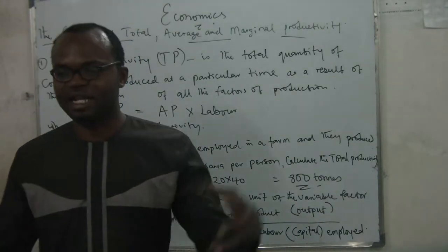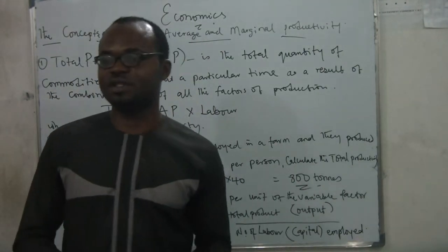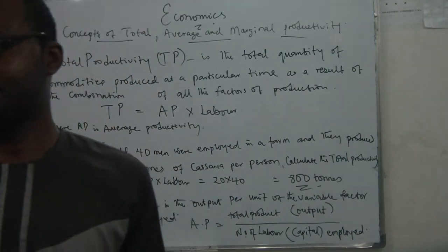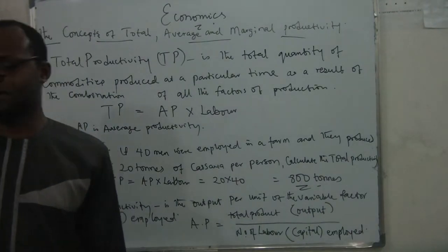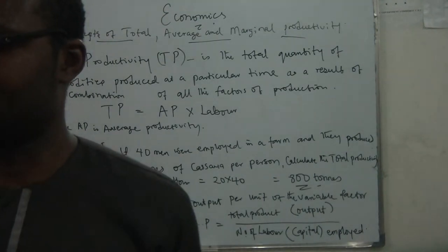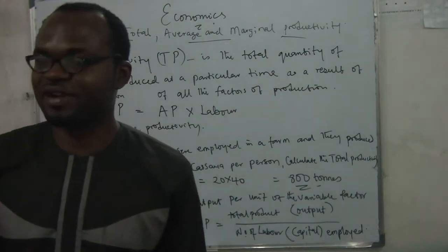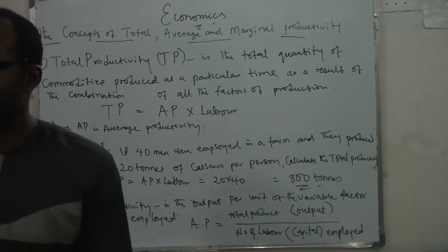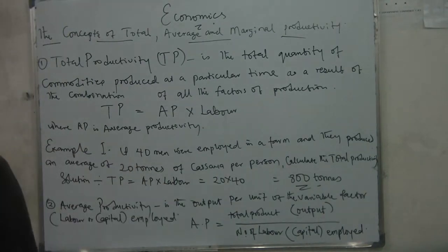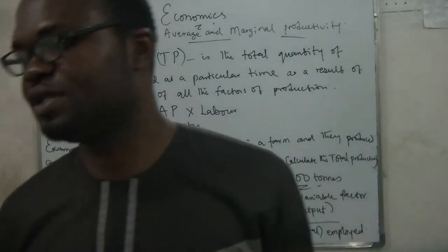Before you can produce, you have to bring out the factors of production. You have to bring them together, is it not? So what are those factors of production? Those things that you need in order to produce. Labor. Capital. Land and entrepreneur. Those are the four factors of production, isn't it? Land, labor, capital and entrepreneur.